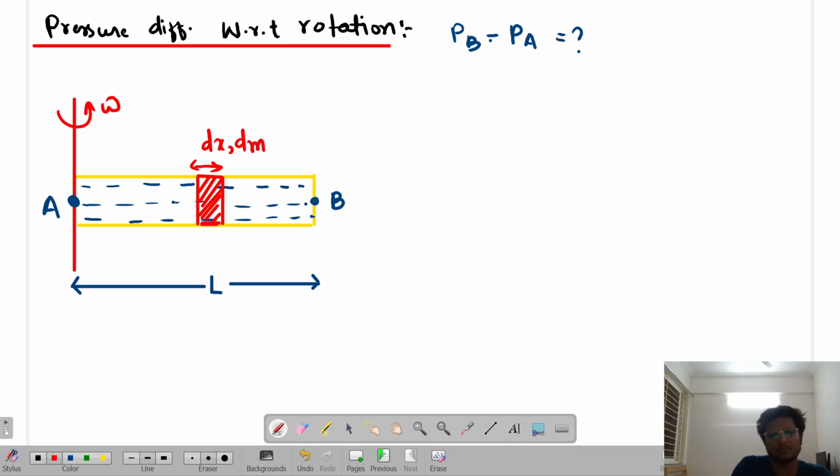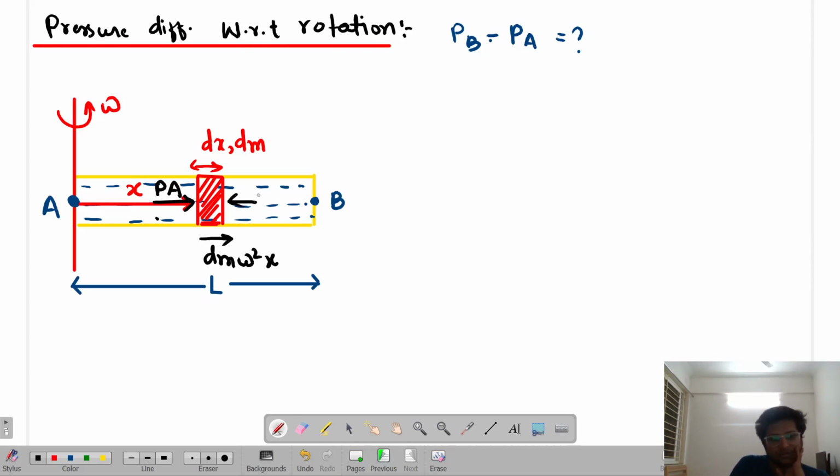A small element dx, dm, located at distance x, isn't it? Now, centrifugal force will pull the body towards the right side. So at B, pressure will be higher once again. Let's suppose the pressure built up is P into A. How come it will be P plus dP? Pressure is developed from the A side; on the B side it is more. The pseudo acceleration is towards this side, and the pseudo force is dm omega square x, isn't it?